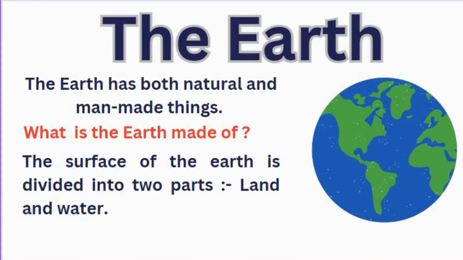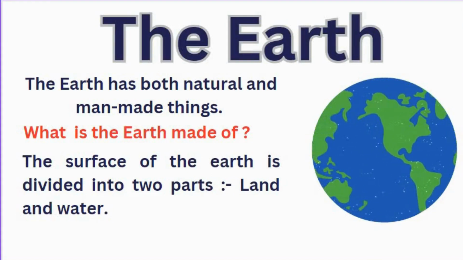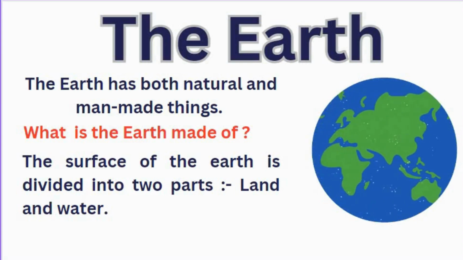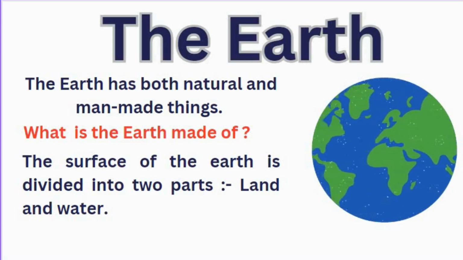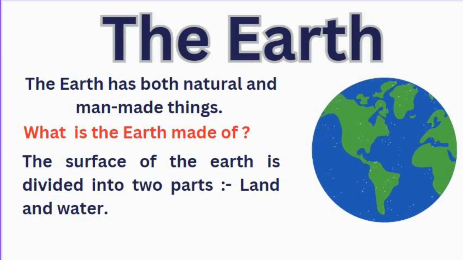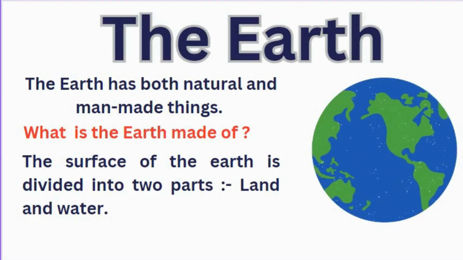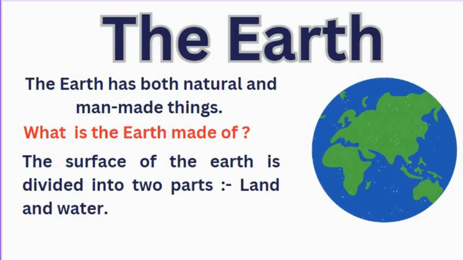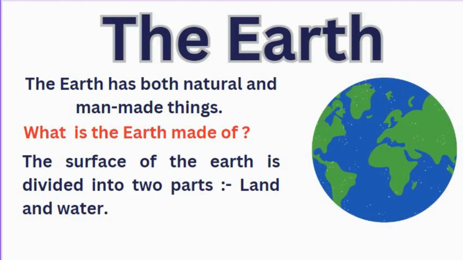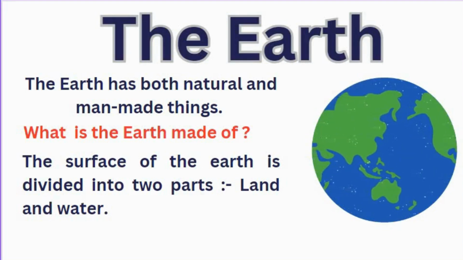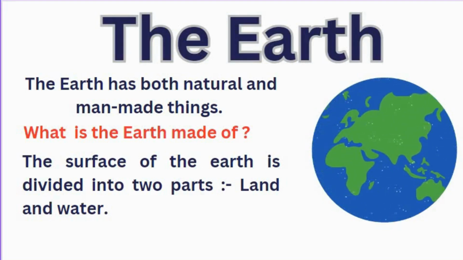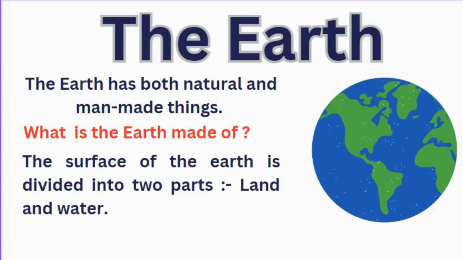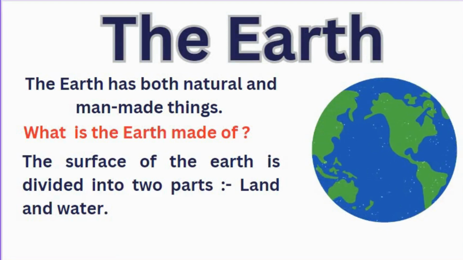What is the earth made of? अर्थ किससे बना है? The surface of earth is divided in two parts, land and water. अर्थ का जो surface है वो two parts में divided है, land and water. 75% of earth's surface is covered by water and 25% land से covered है. So the earth has both natural and man-made things. We will see what the natural things in earth are and what the man-made things are. Okay?